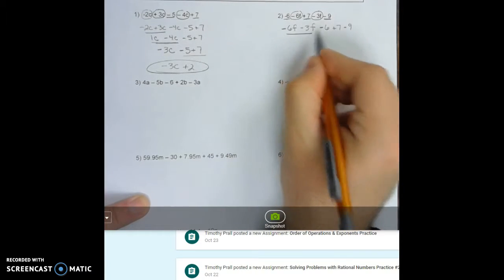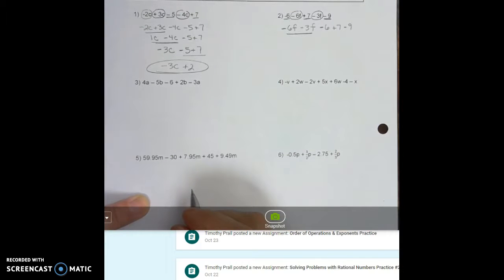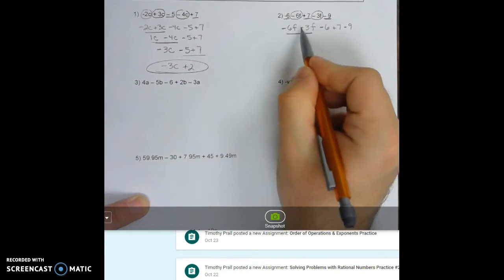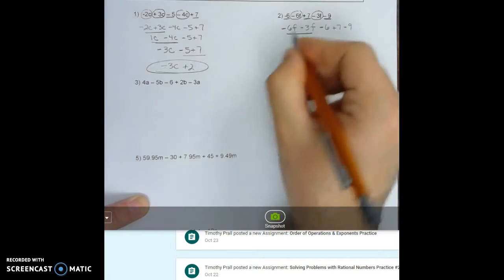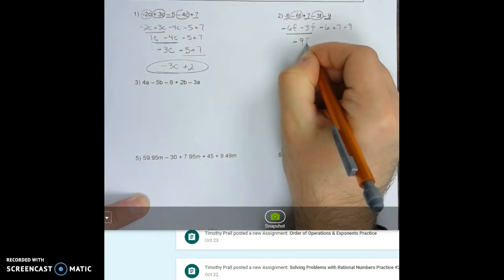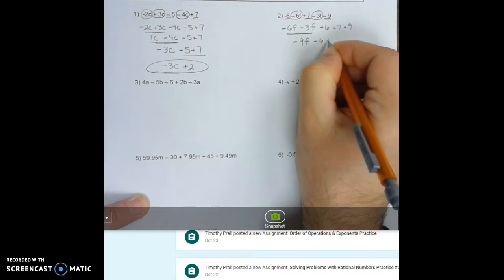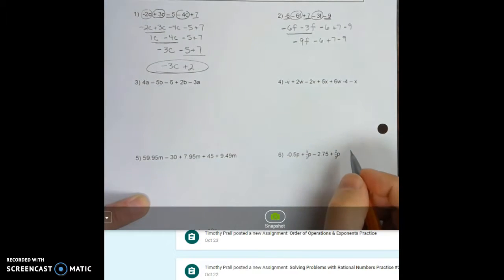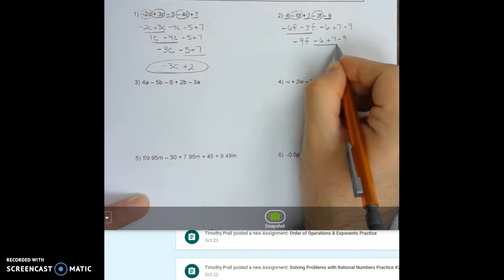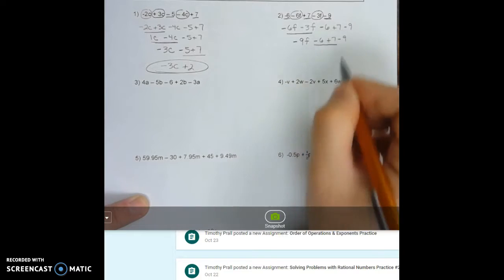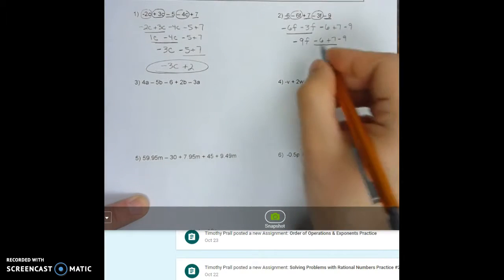I'll start by combining my similar variable terms, negative 6f and negative 3f. They're same signs, they're both negative, so I'm going to add them together, and that's going to give me negative 9f. Bring down minus 6 plus 7 minus 9. Next, I'm going to combine negative 6 and positive 7. They're different signs, so I would subtract. That's going to give me positive 1.